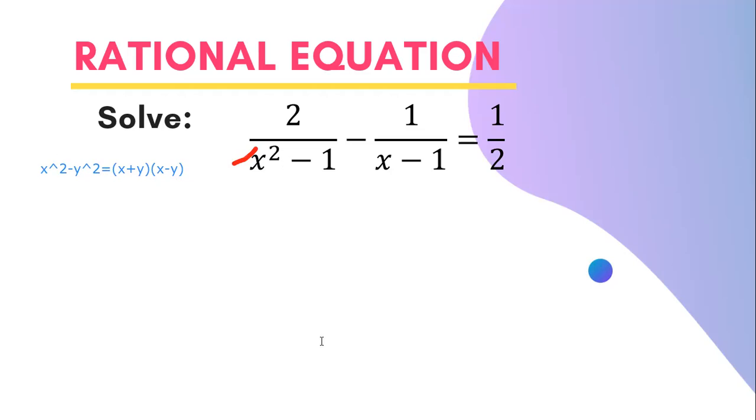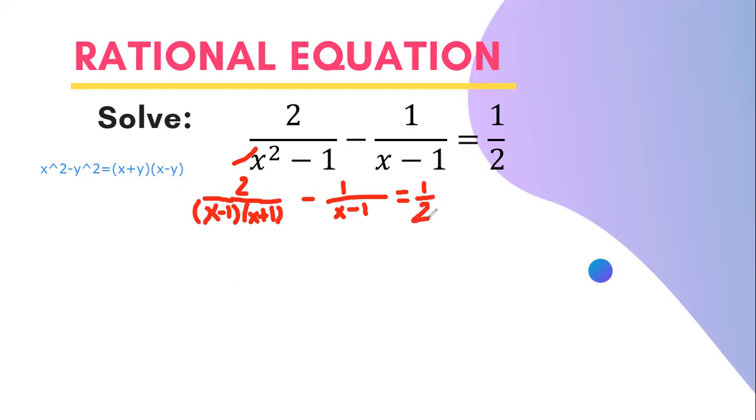So if we rewrite this in factored form, it will be 2 over x minus 1 times x plus 1. So that's the factored form of this. Minus 1 over x minus 1 equals 1/2.